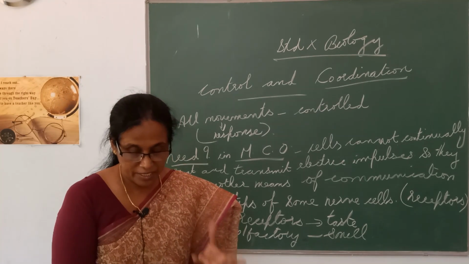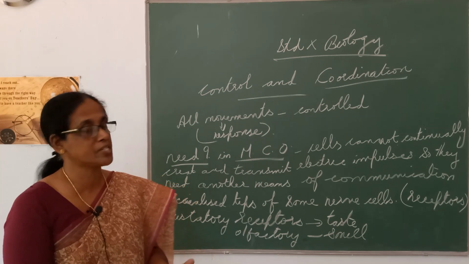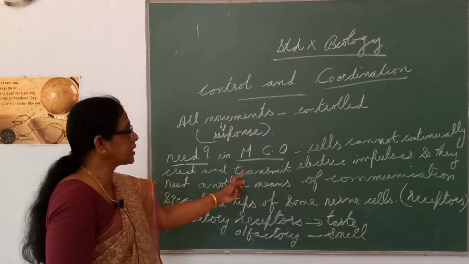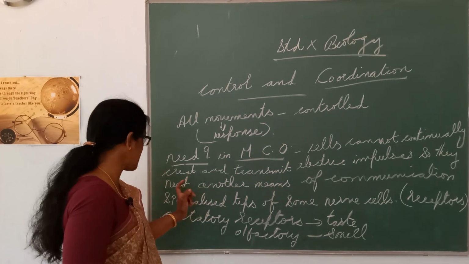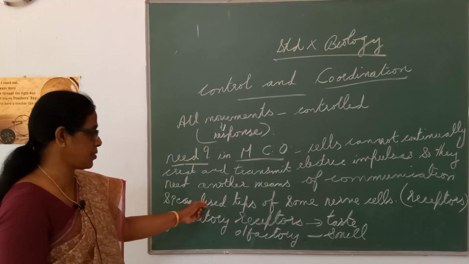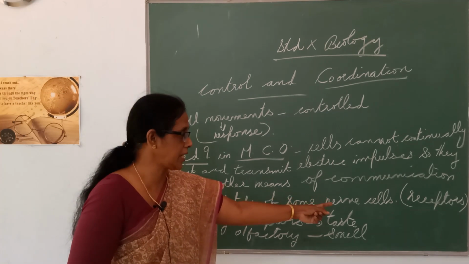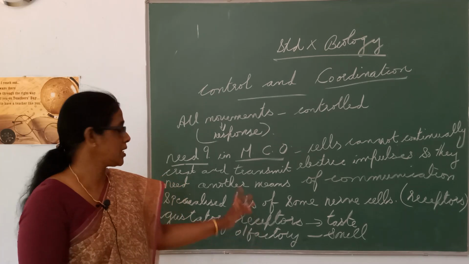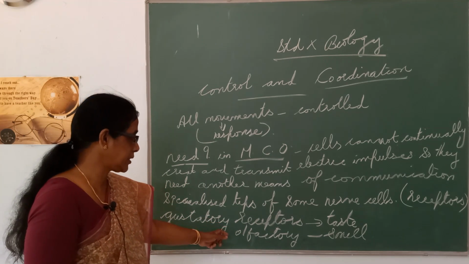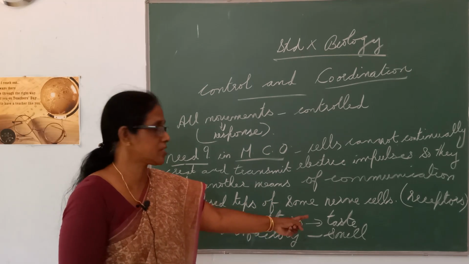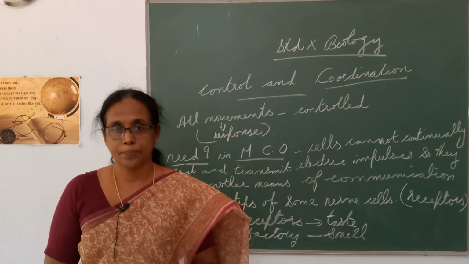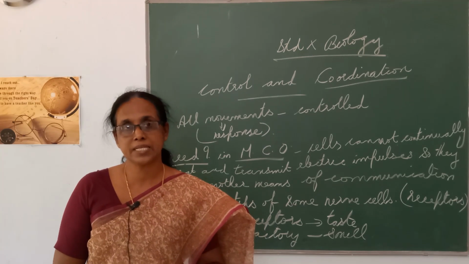First question is what is the need of the chemical communication in multicellular animals? The answer is the cells cannot continually create and transmit electrical impulses, so they need another means of communication. Then there are some specialized tips of some nerve cell, and that is known as the receptors. The receptor present in the nose is the olfactory receptors, and the receptors present in the tongue is known as the gustatory receptors. Then how are the messages transmitted?